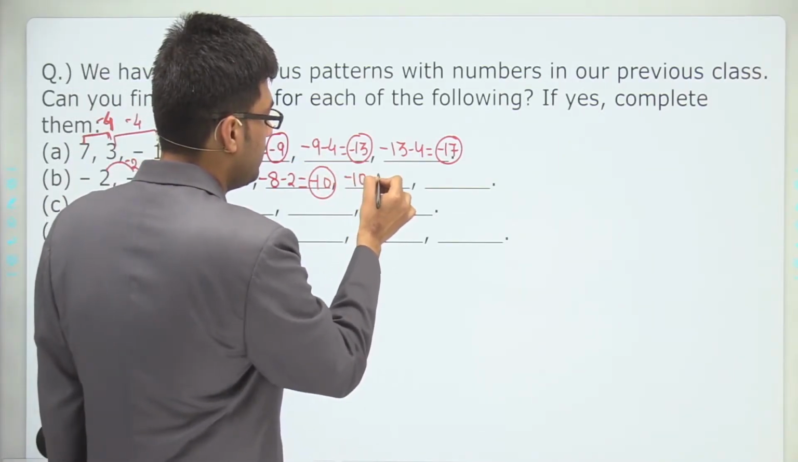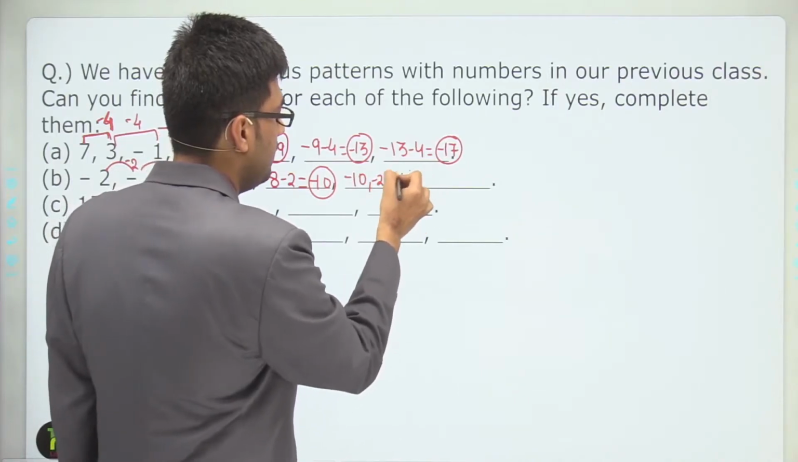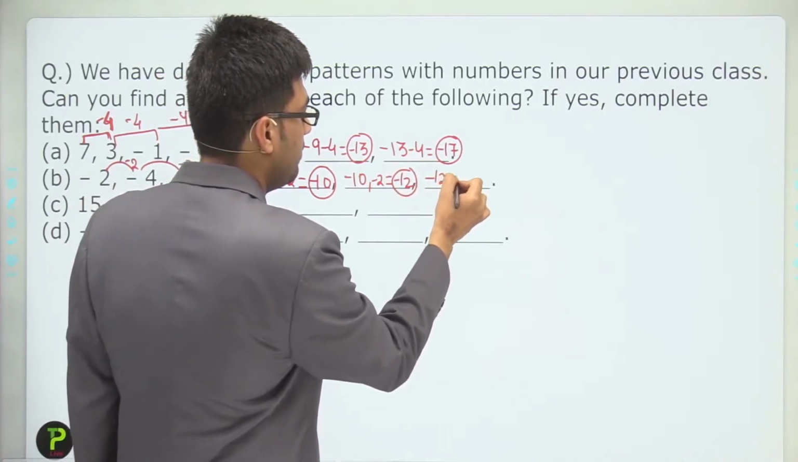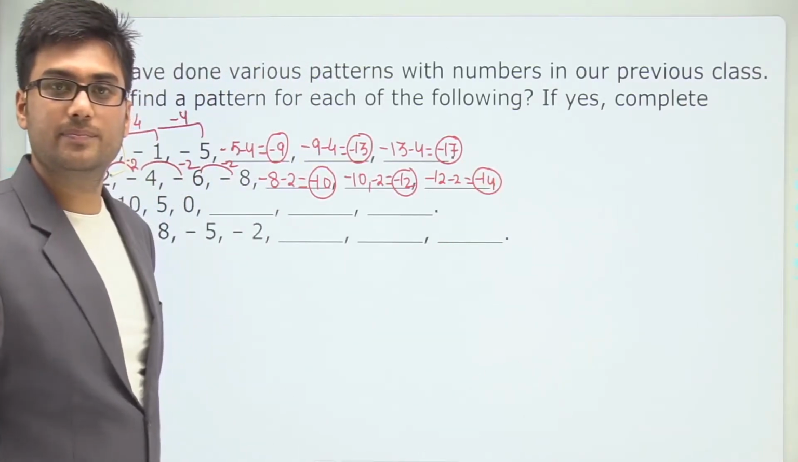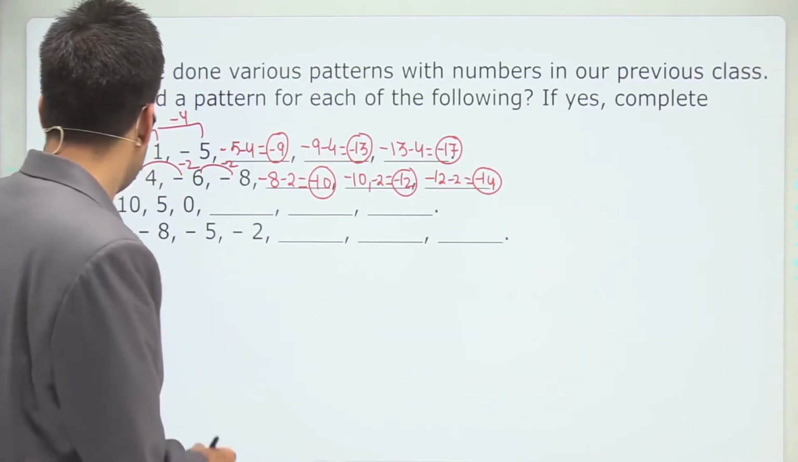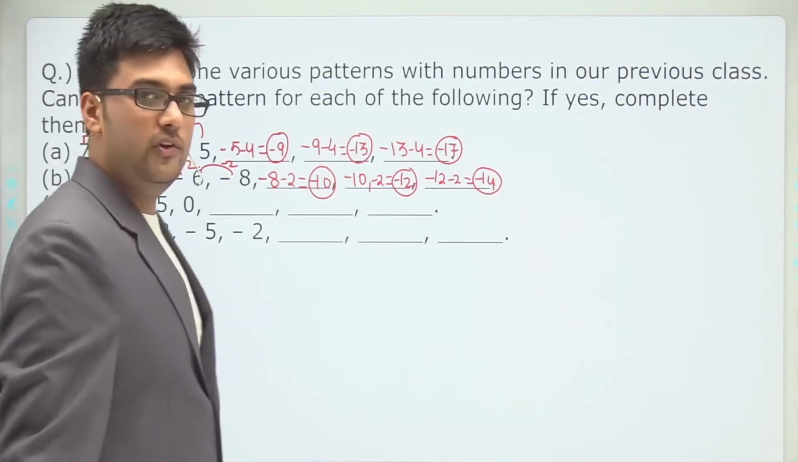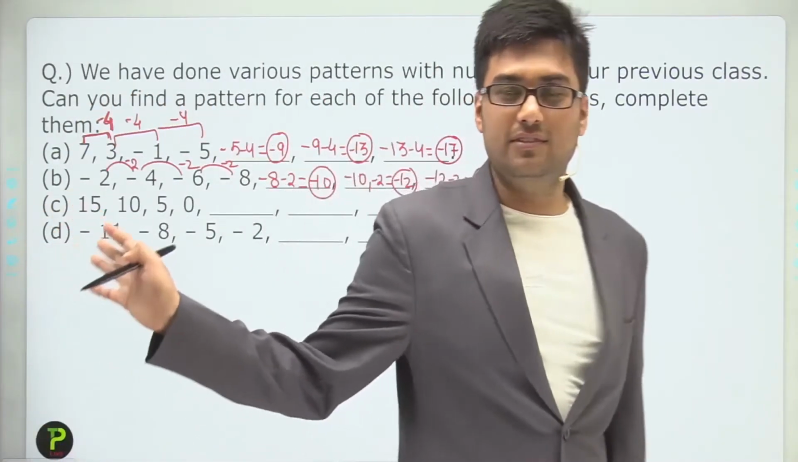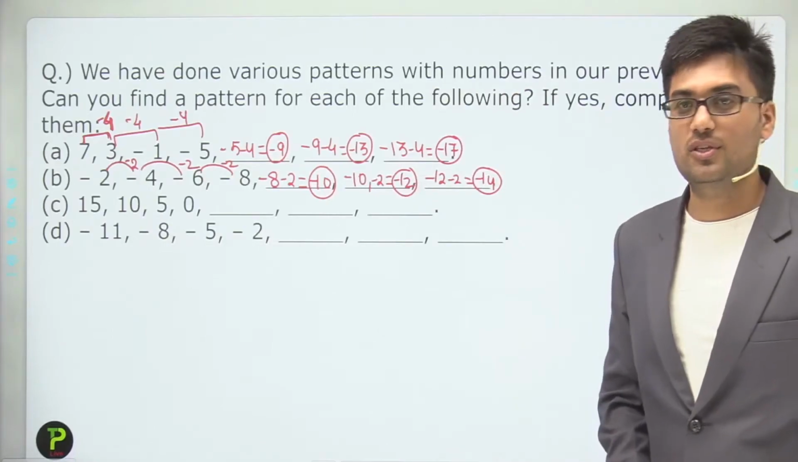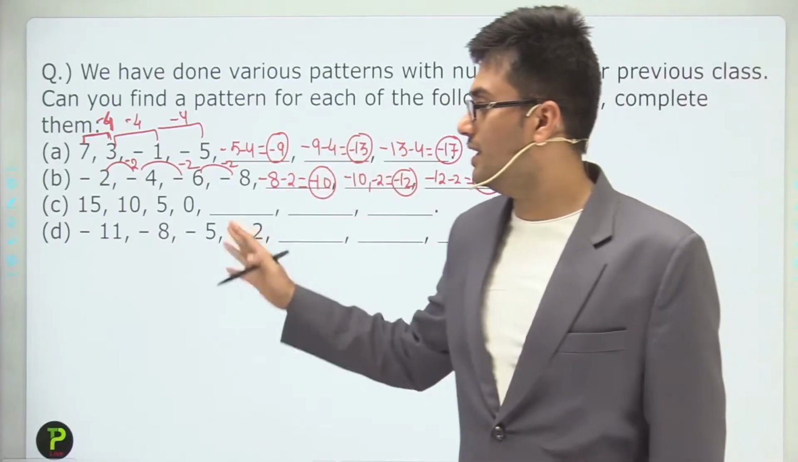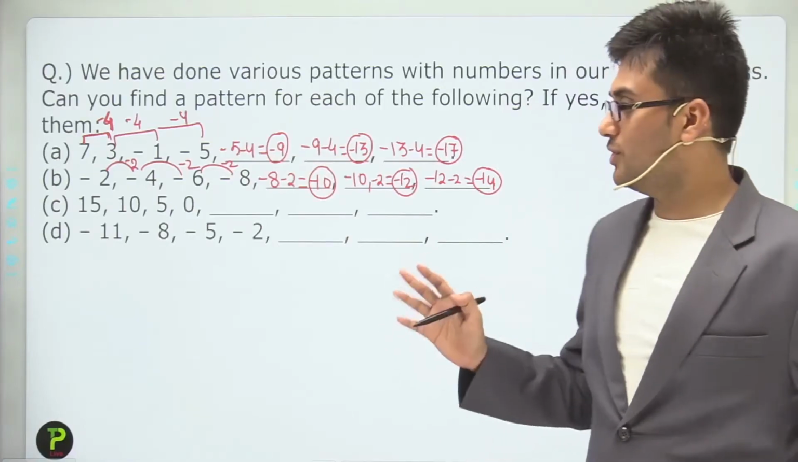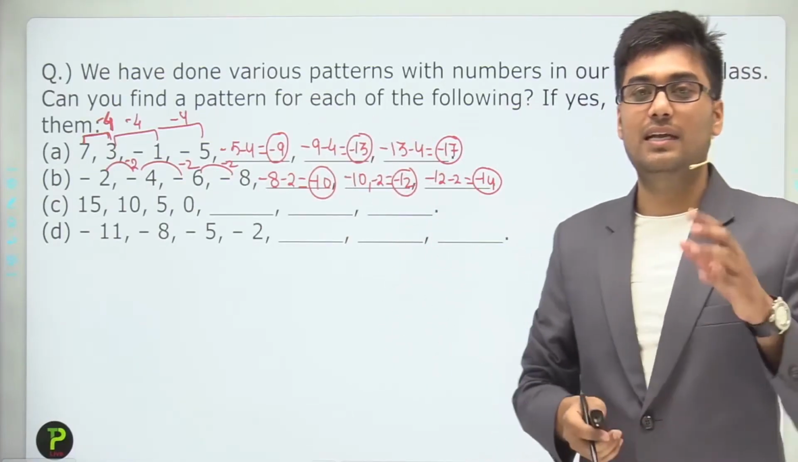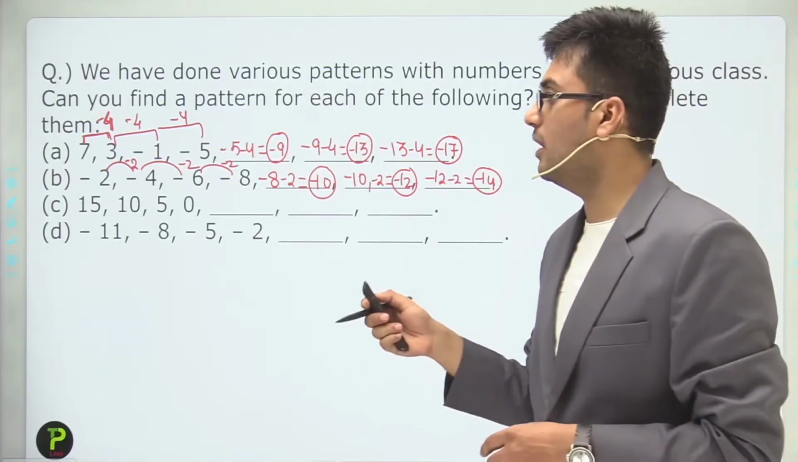Minus 10 minus 2 is minus 12. And minus 12 minus 2 is minus 14. Clear? So students, now I hope you can solve the third and fourth parts of this question yourself. Now you understand how to complete these patterns. Clear? So students, now after this, let's discuss the next topic of integers.